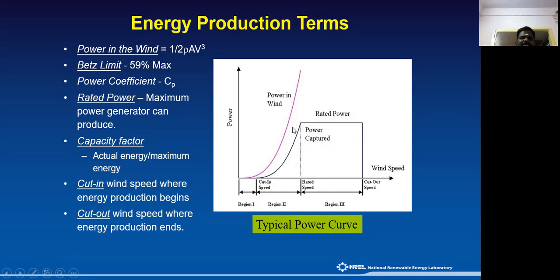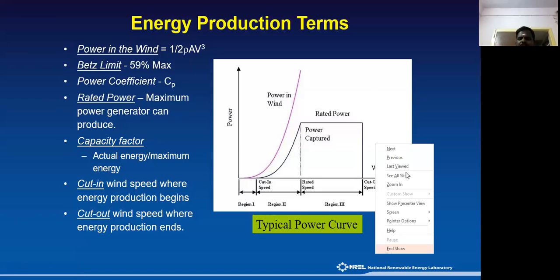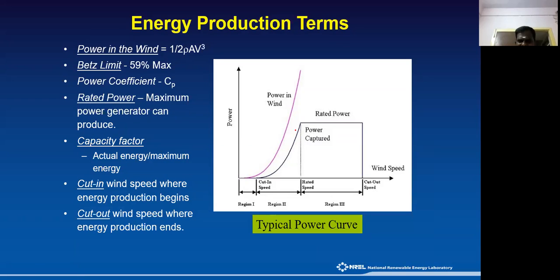So if you refer to this characteristic, this portion looks to be the cube of the wind speed. Once it reaches the rated speed, the power is constant, as indicated. And once it reaches the cutout speed, that indicates the wind speed where energy production ends. Cut-in speed represents the wind speed where the energy production begins. That means the beginning is here, the end is here.